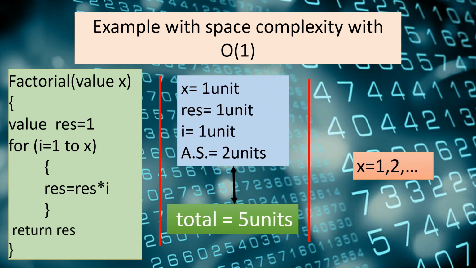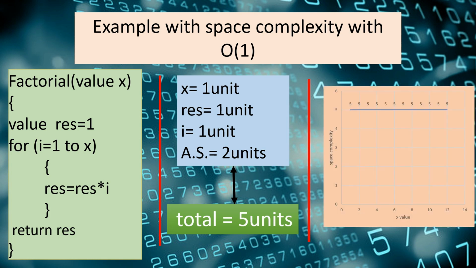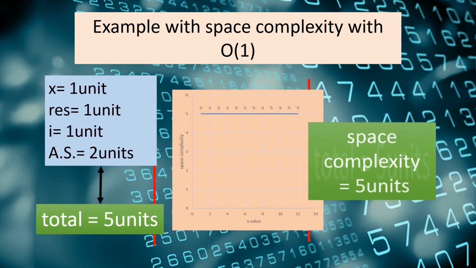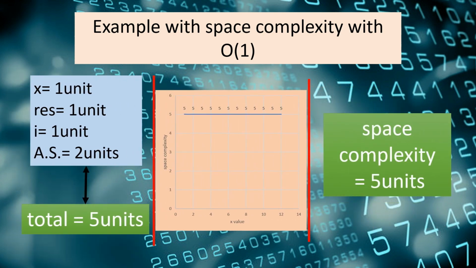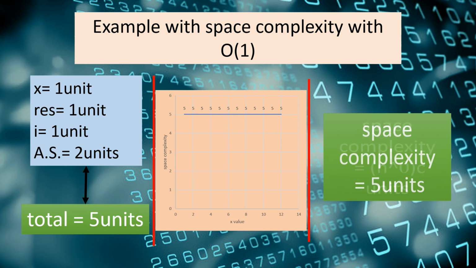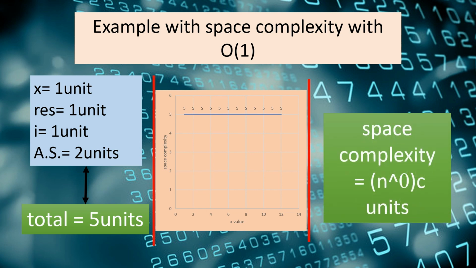Regardless of the x value, the space is always constant and not increasing. The value is always 5 units. Therefore, space complexity of the algorithm equals 5 units. To generalize the space complexity of the algorithm, we can write it as n power 0 into c, where c is a constant. Therefore, space complexity equals O(n^0). Since n^0 equals 1, space complexity equals O(1).